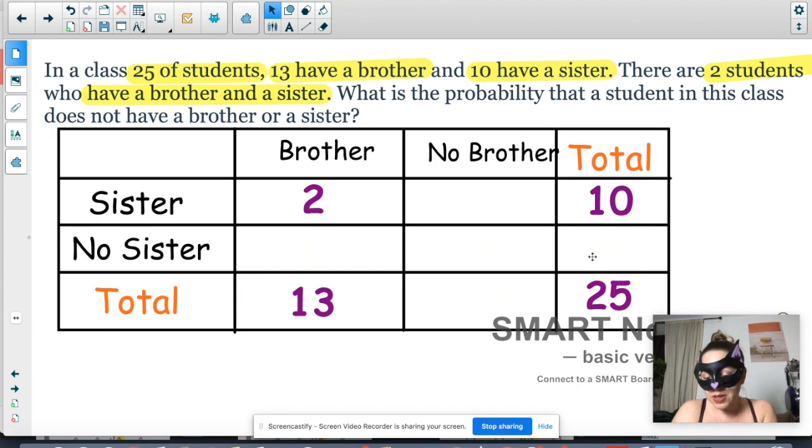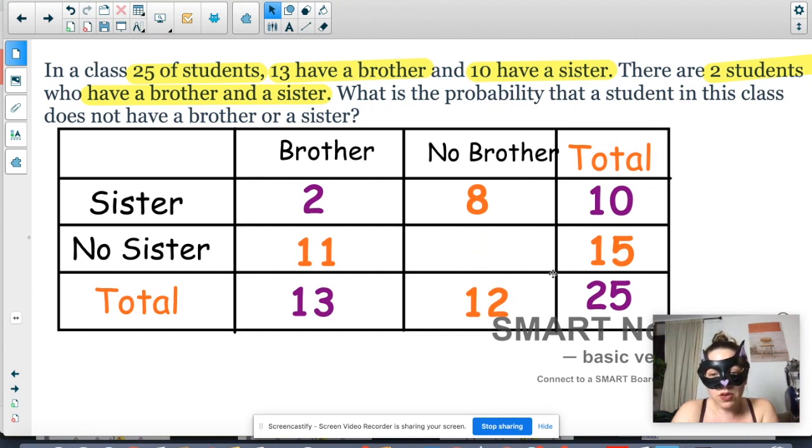Now to find the missing boxes. If 10 have a sister, how many don't have a sister? That would give me 25 total. Well, I can just subtract that. 25 minus 10 gives me 15. If 13 have a brother, how many don't have a brother that together make 25? So I just subtract that, and I get 12. If 2 have a sister and a brother, and there's 10 that have a sister total, how many have a sister but no brother? Well, 2 plus what is 10? Really, 10 minus 2 is 8. 13 minus 2 gives us 11.